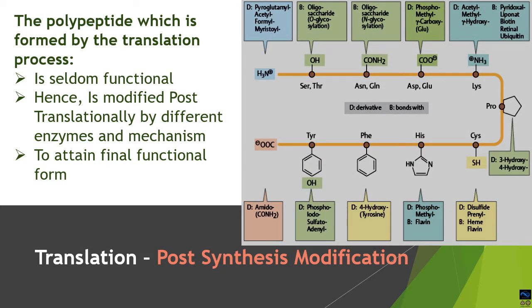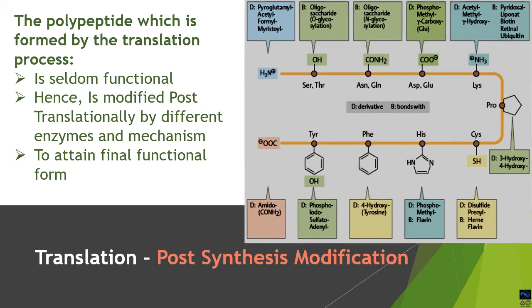Moving to the next topic, post-translational modifications. As we already know, the polypeptide which is formed by the translation process is not actually functional in nature. It is a pre-polypeptide which needs certain modifications, and those modifications are done post-translationally, sometimes also co-translationally. When these modifications are done, they attain the final functional form, which is folded properly to do its dynamic or structural function.